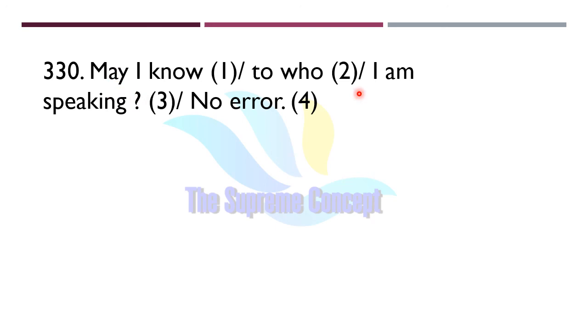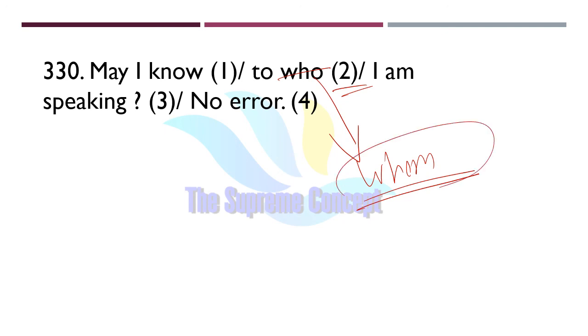May I know to who I am speaking? Now figure out where the error is in this sentence. Yes, you are correct. The error lies in part number 2. Here instead of who, we will use whom, because who refers to the subject of a sentence, whereas whom refers to the object of a sentence. There is a basic rule for this. If the pronoun can be replaced by he, then we will use the subjective case, that is who. If it is replaced by him, then we will use whom.